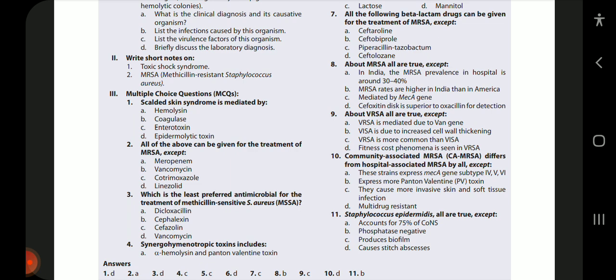Okay, so this completes our chapter, the staphylococcal infections. Next, we'll be starting with beta hemolytic streptococcal infection in the next video.